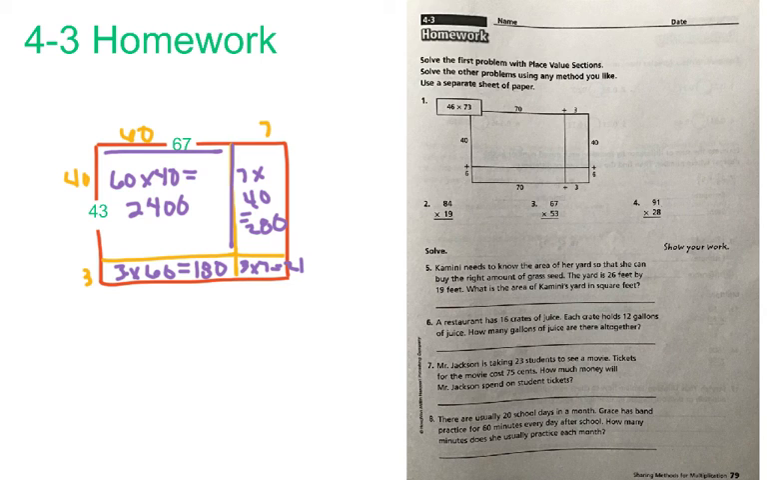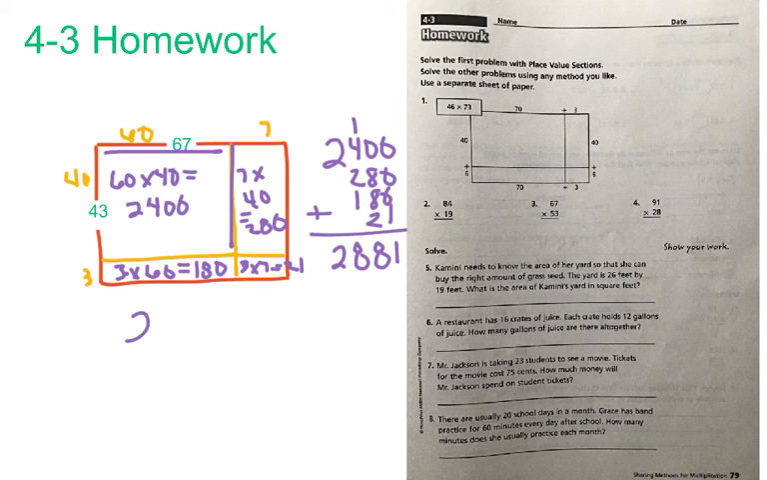And then all you have to do is add them up. So we have 2,400 plus 280 plus 180 plus 21. And 1 plus nothing is 1. 8 plus 8 is 16, plus 2 more makes 18. Put down your 8, carry your 1. 4 plus 1 is 5, plus 2 is 7, plus 1 is 8, and 2 plus nothing is 2. And so your answer is going to be 2,881.